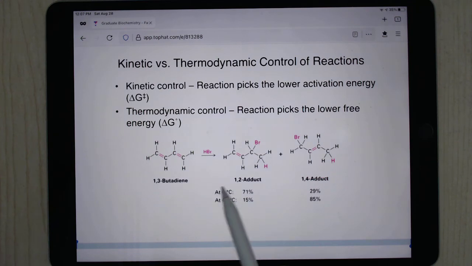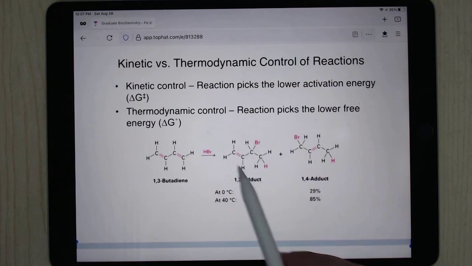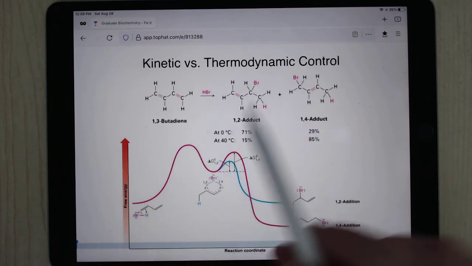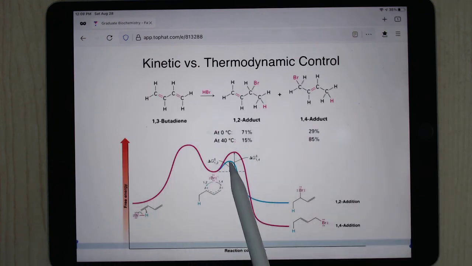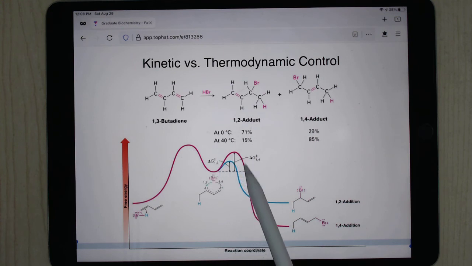Okay, so if you run this under low temperatures, you're going to get what's called the kinetic product, and at higher temperatures you're going to get the thermodynamic product. What ends up happening is the intermediate has a choice. It has two different possibilities. One of them is a shorter hump, shorter activation energy, but it doesn't get you quite as much energy savings at the end. Okay? The other one requires a lot more energy, but you get a lot more out.